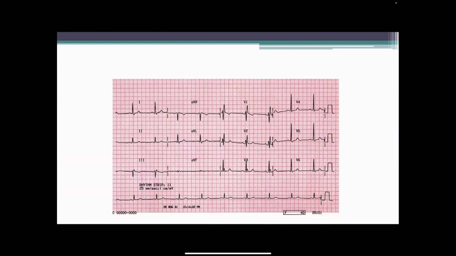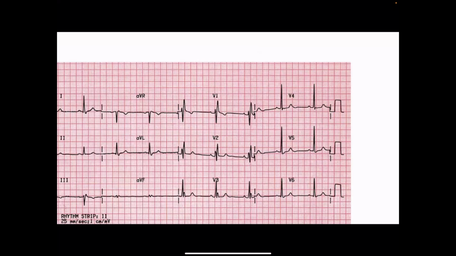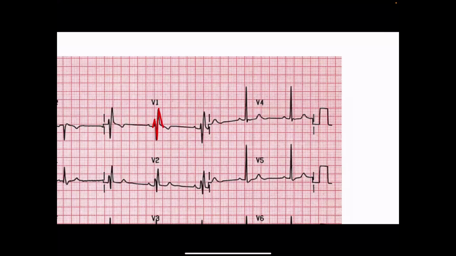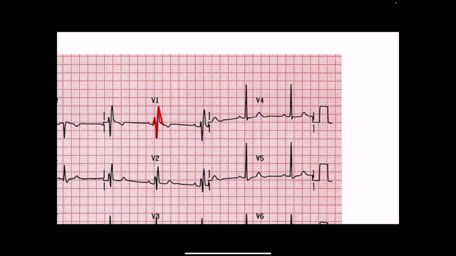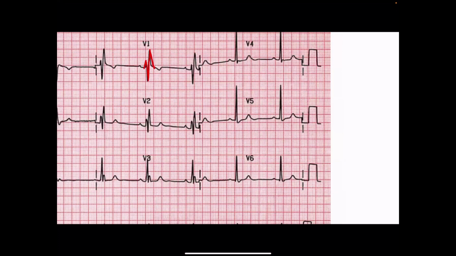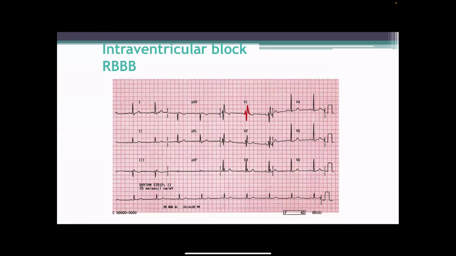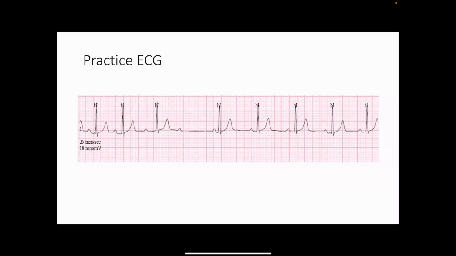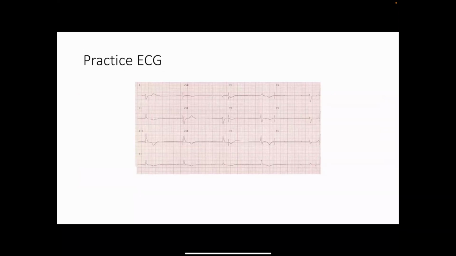It's also a bundle branch block. Which one? Right. Exactly. Do you see this shape here? RSR. Okay. And in V6, it's just a normal QRS. So this is a right bundle branch block. What about this one? It's type 1. Exactly. So you see how the PR is getting longer and longer, and then it drops a beat. What about this one?